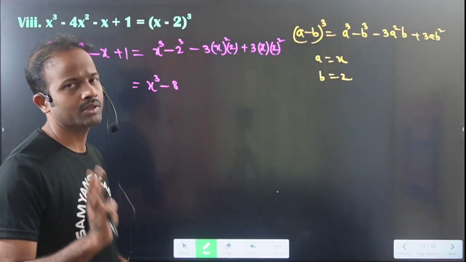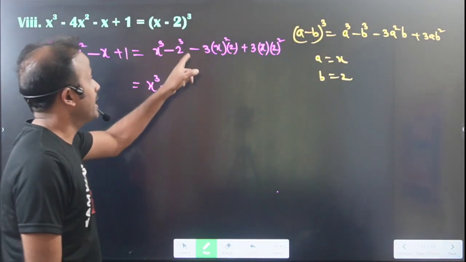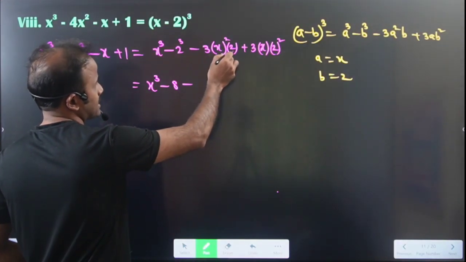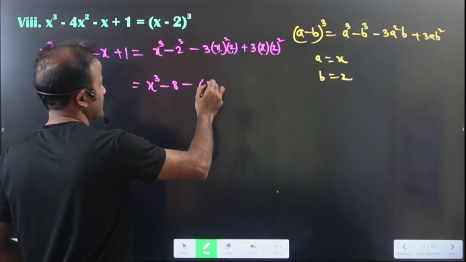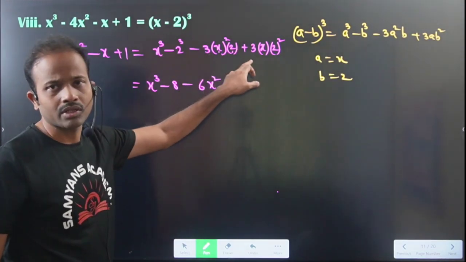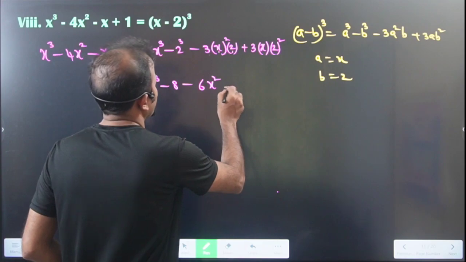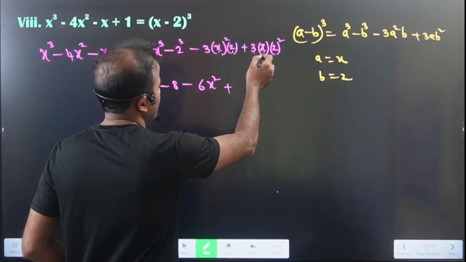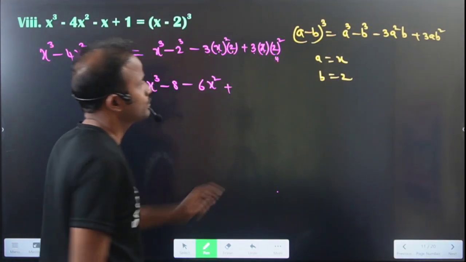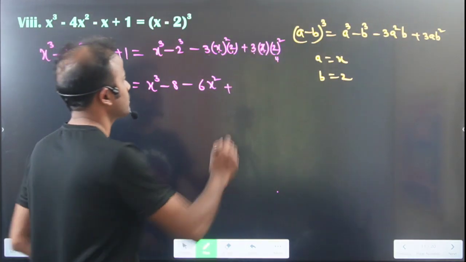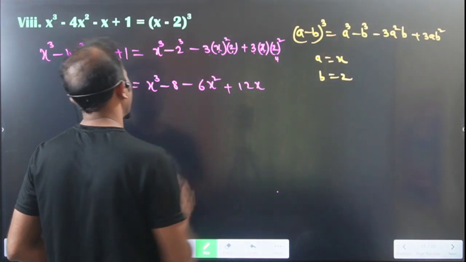2 cube అంటే 2ని 3 times multiply చేయాలి. Minus 3x square into 2, 3 into 2 is 6. 6 into x square is 6x square. అర్థమవుతుందా? 3 into 2 చేయండి 6 అవుతుంది. 6 into x square ఏమవుతుంది? 6x square. అలాగే ఇక్కడ ఏమవుతుంది? 3 into x is 3x. ఇక్కడ 2 స్క్వేర్ వాల్యూ ఎంత అవుతుంది? 2 స్క్వేర్ వాల్యూ is 4, right? 4 into 3 is 12 into x, 12x. This we can write as 12x.